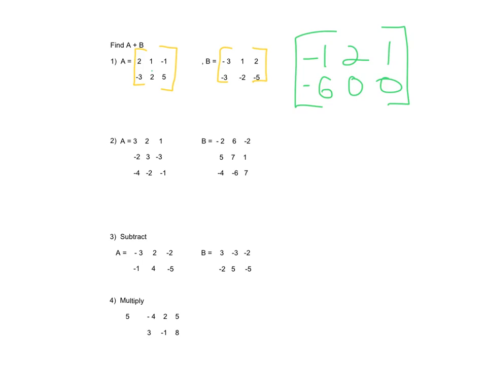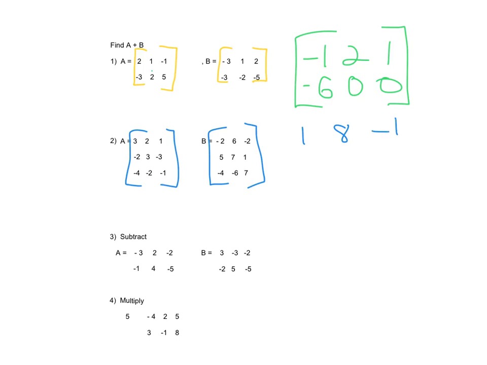All right, so the second set. Okay, so now I have a 3 by 3 matrix, and I'm going to add. 3 and negative 2 is 1. 2 and 6 is 8. 1 and negative 2 is negative 1.